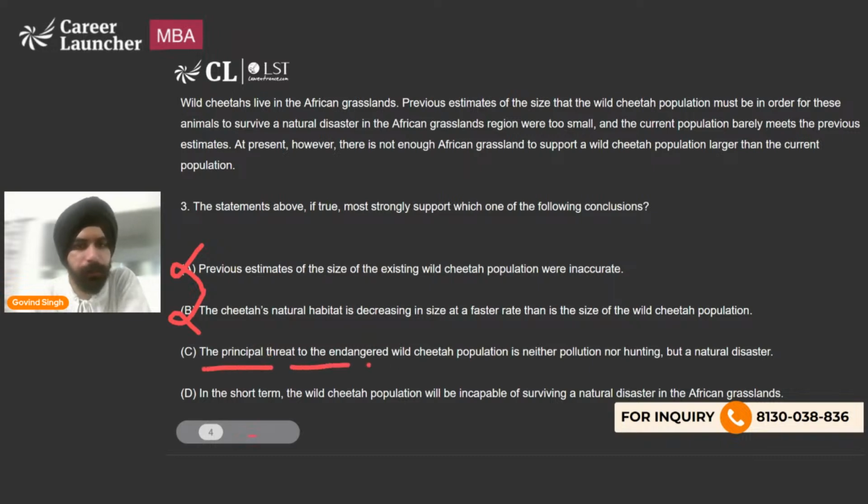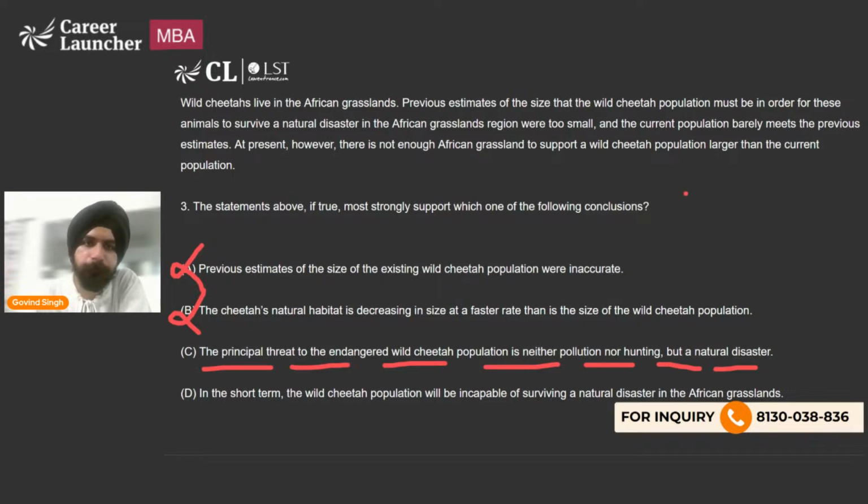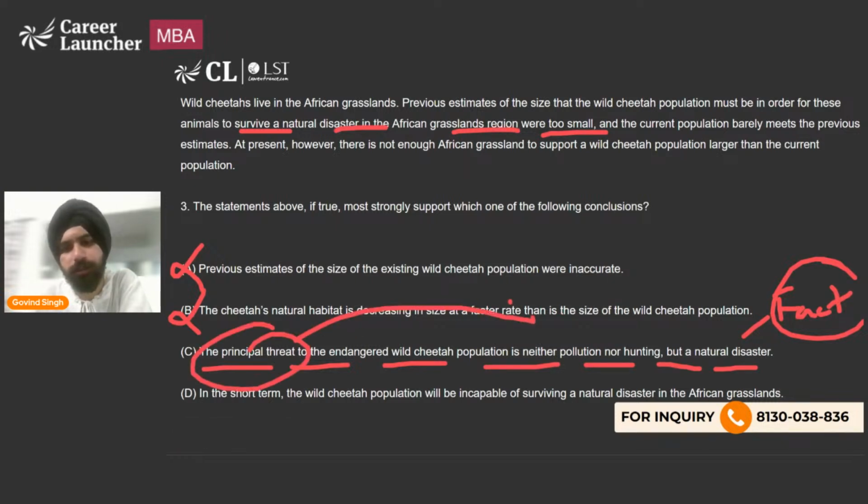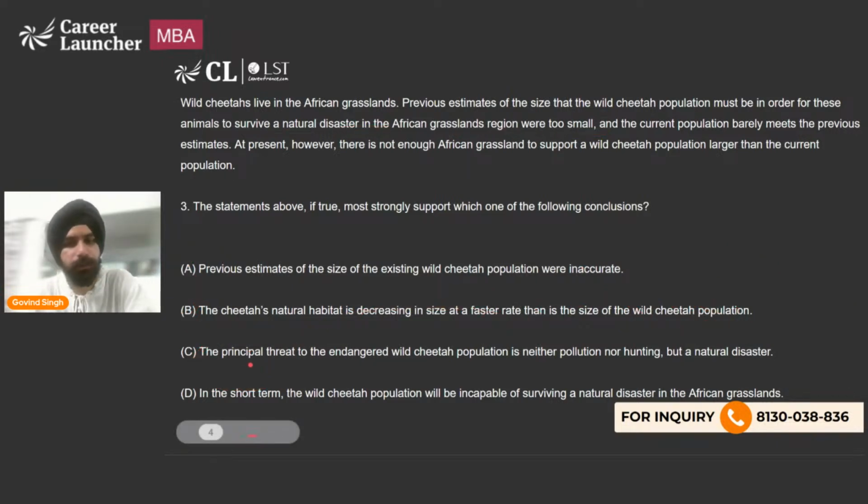Option C says the principal threat to endangered wild cheetah population is neither pollution nor hunting but a natural disaster. Okay. This is again not a conclusion but just an additional fact. This is already mentioned in the passage that it would be tough for them to survive a natural disaster because the regions are too small. But is this the principal threat? How do we know that pollution is the principal threat or hunting is the principal threat and not a natural disaster, or a natural disaster is the principal threat? We do not have enough information to conclude that. So it doesn't seem to be the right option.